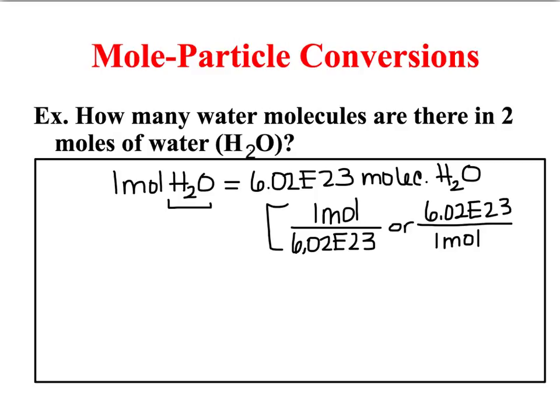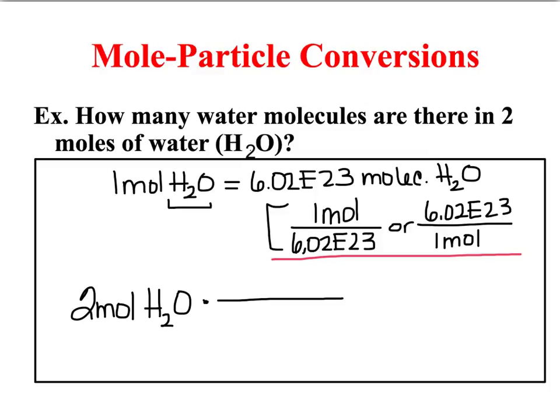Alright, now here's the important part. We start always with what we're given. So in this case we were given 2 moles of water. Now, in order to convert, we need to choose which of these 2 fractions will cancel moles, because that's what we're starting with, and get us to particles. So since in our original number, moles is basically our numerator, 2 moles of water is the same as 2 moles of water over 1, we're going to put moles on the bottom. We're going to use this second one.